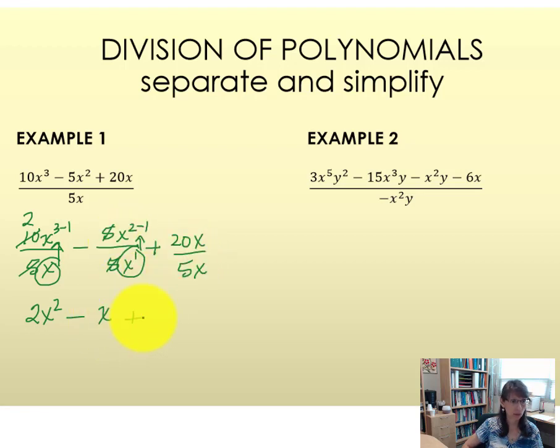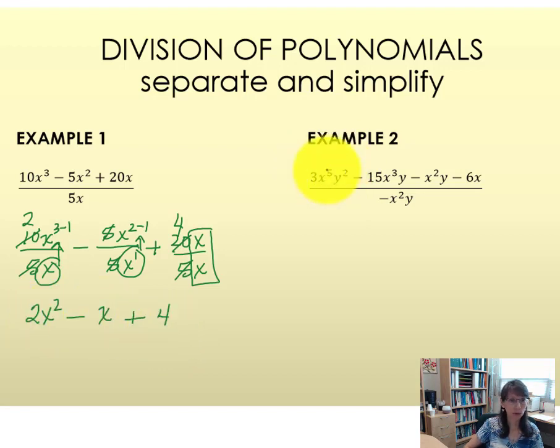Last, let's find out what we'll be adding. 20 divided by 5 is exactly 4. And look at these bases of x. They are identical. That means they reduce to 1. So we will not have any x remaining in our last term. 2x squared minus x plus 4 is the final answer.